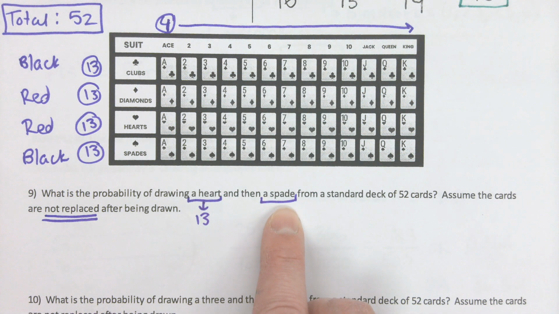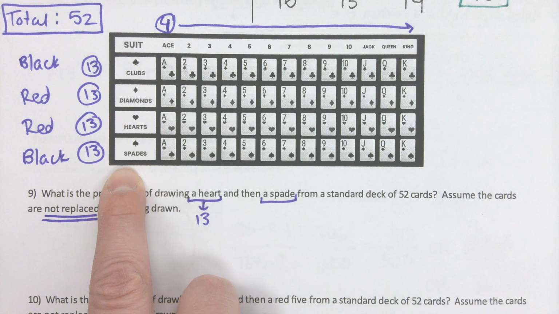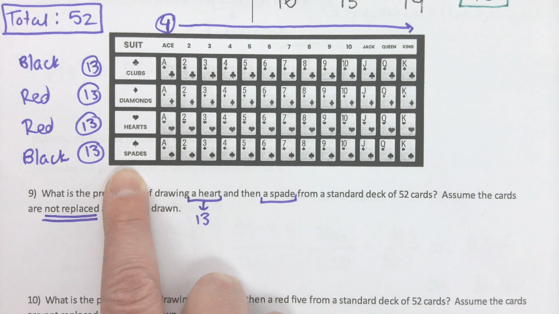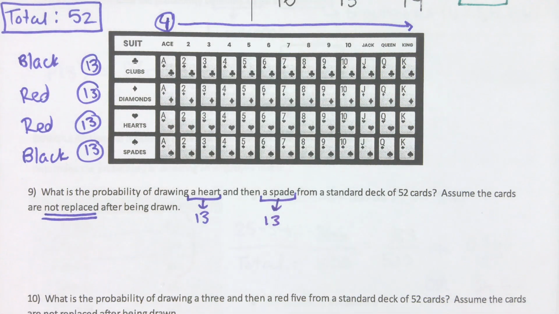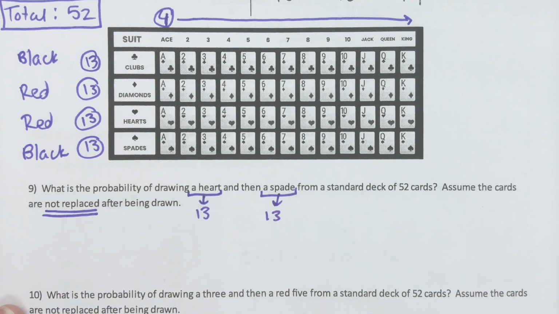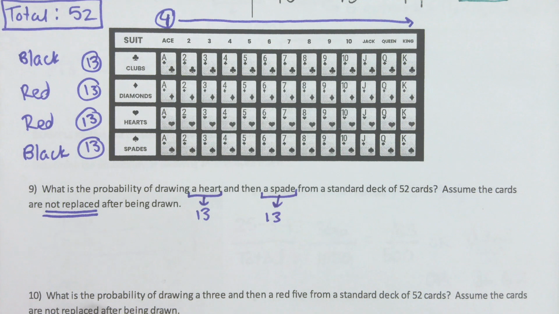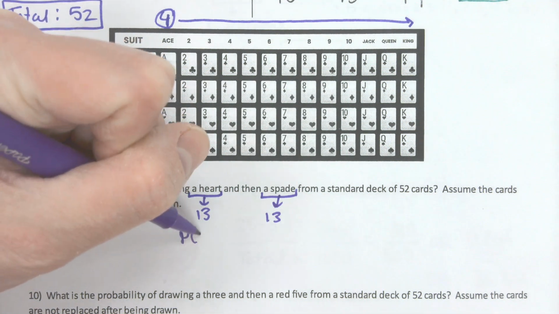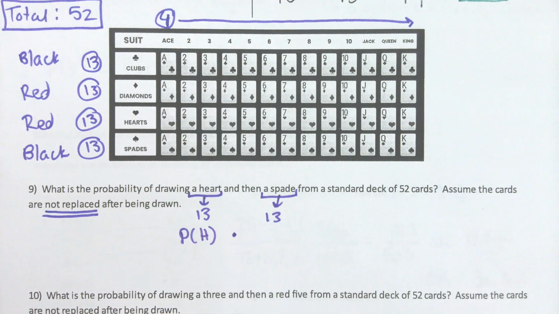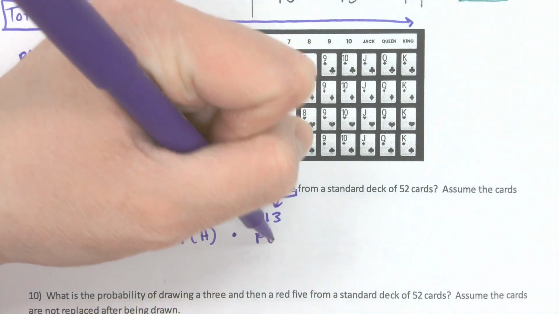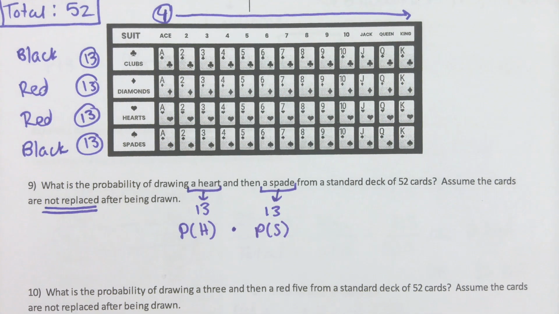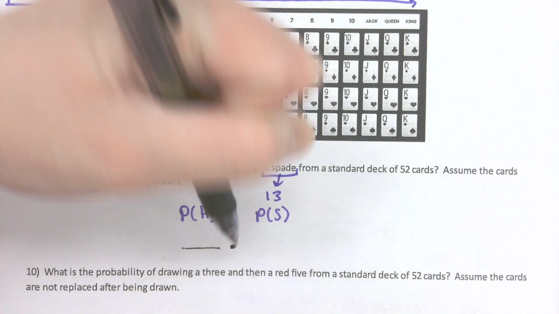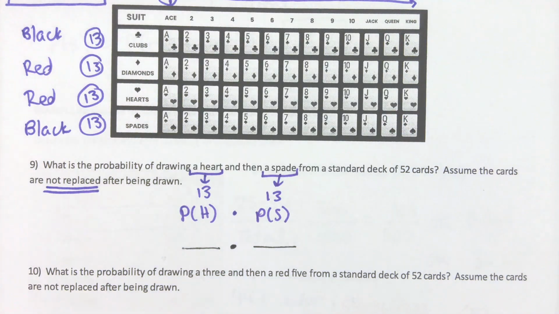And then we're going to draw a spade after that. Same thing, it doesn't get specific on what kind of spade, we just need a spade. There are 13 of them. Let's actually set up the probability. Probability of a heart, P of H, times the probability of a spade, P of S. So let's set up our fractions.